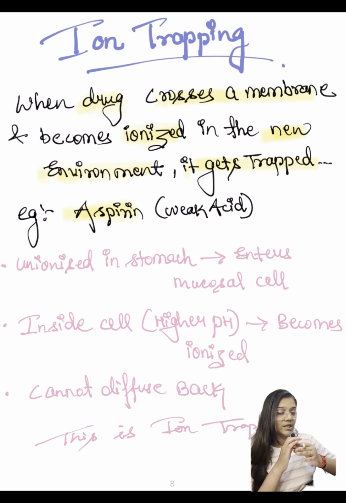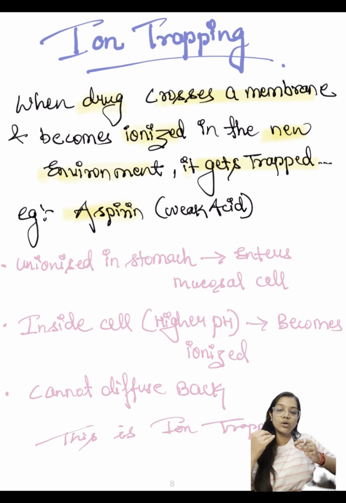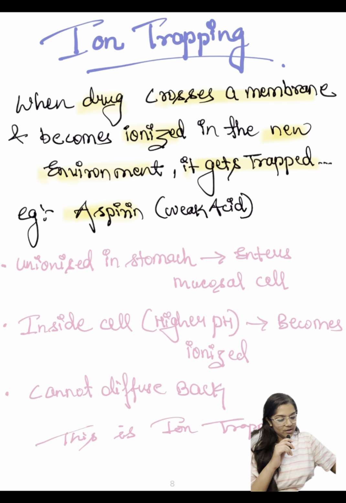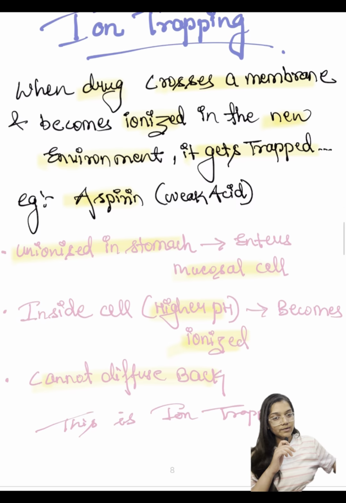When it gets ionized inside the cell, it will not be removed outside, hence it may cause toxicity of that drug. Example is aspirin. It is unionized in the stomach and it enters the stomach mucosal cells. Aspirin is a weak acid, so it will absorb in the acidic medium, that is the stomach, and it goes inside the mucosal cell. Then inside the cell, because there is a slightly higher pH, it gets ionized there, and then it cannot diffuse back. This is known as ion trapping.